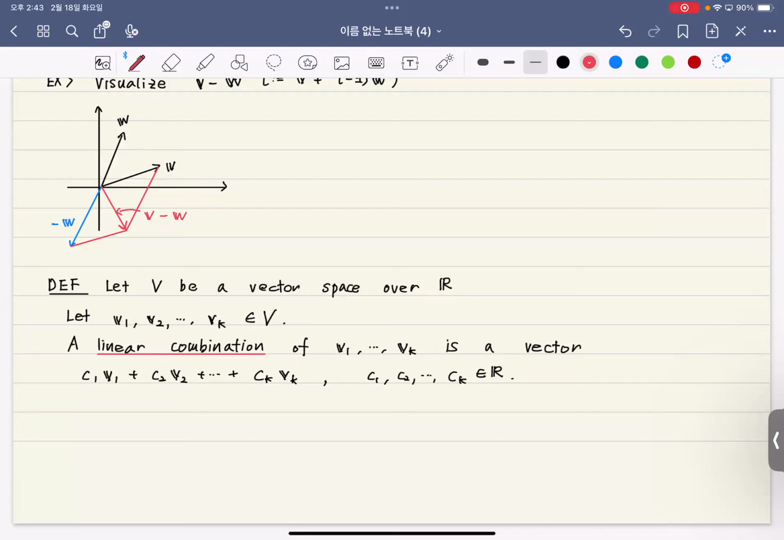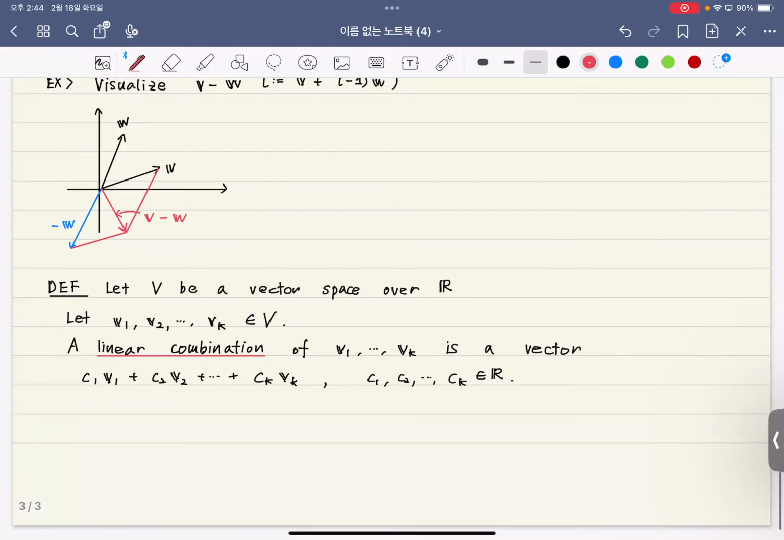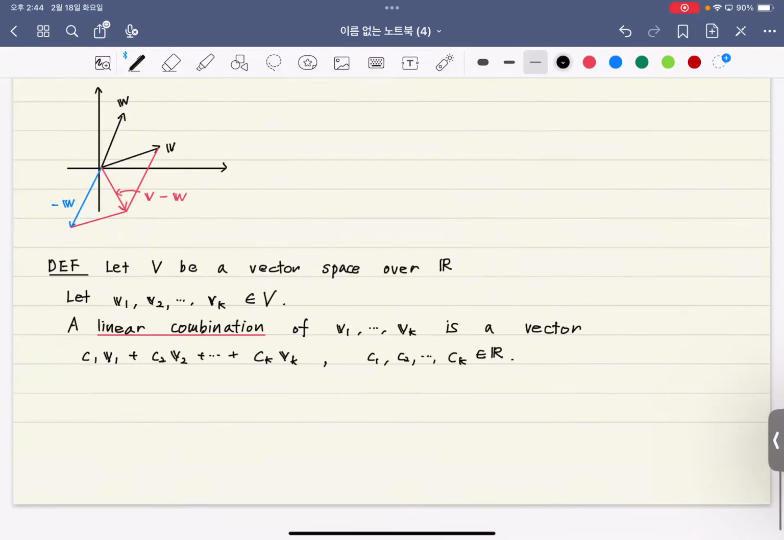In Korean, 선형결합. So what is a linear combination? Although this terminology sounds a little bit scary, again, this is very easy. Once you have chosen these k random vectors from the vector space V, scalar multiply each of these guys and add them all together. So this is just a linear combination. Easy, right? So this is the linear combination.